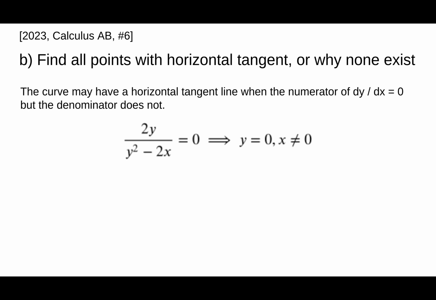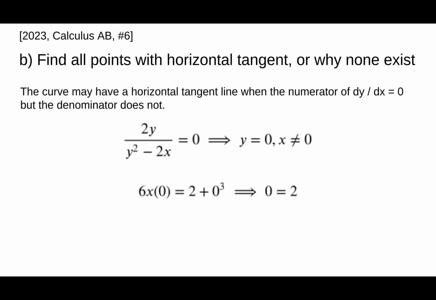So we take our dy/dx, 2y over y squared minus 2x, and set it equal to 0. This would imply that our numerator is 0, which implies that y is equal to 0. But if y is equal to 0 and x were equal to 0, we would have 0 over 0. That would be undefined. So in order for this to actually be 0, y could be 0, but at the same time, x cannot be 0. x must be either a positive or negative number.